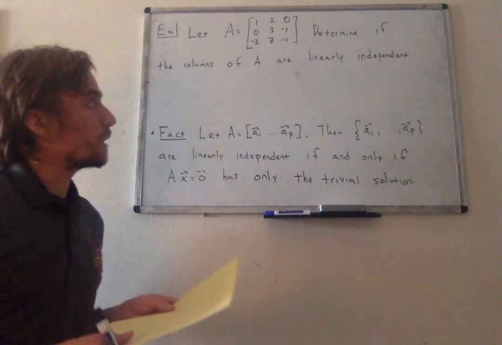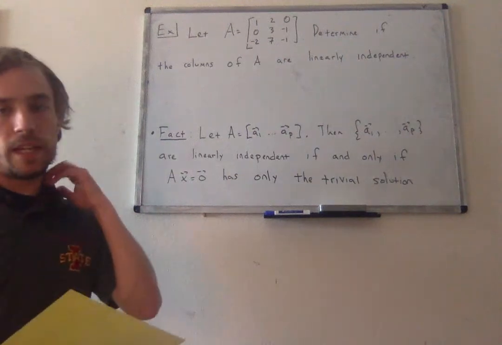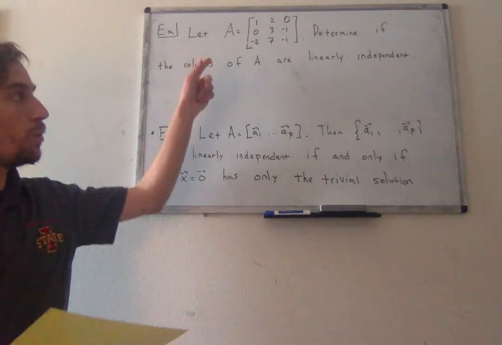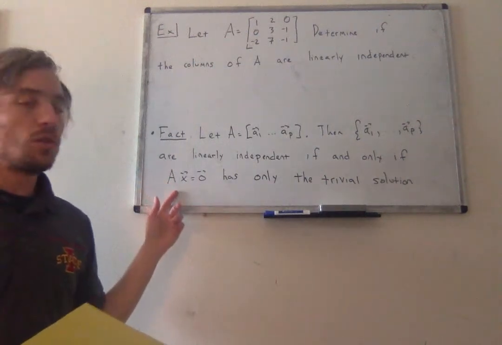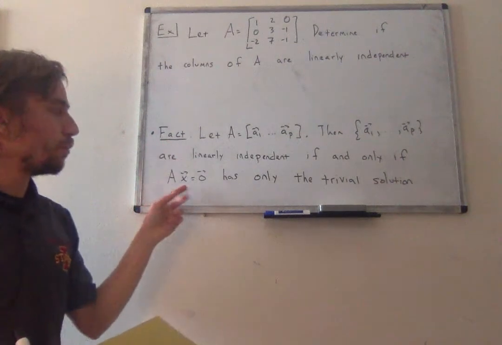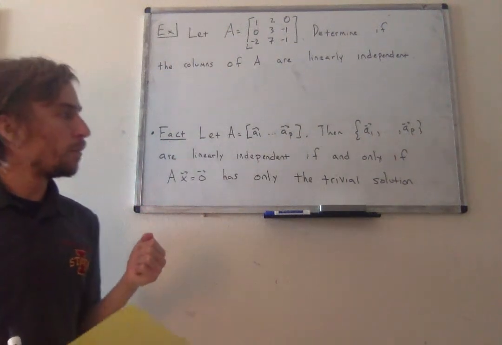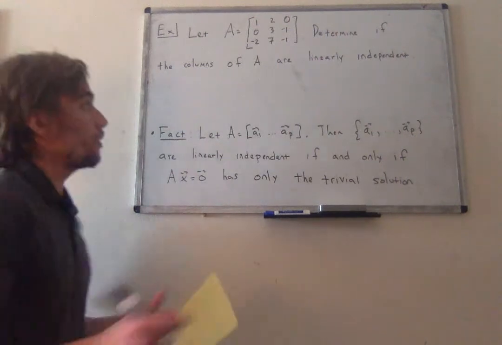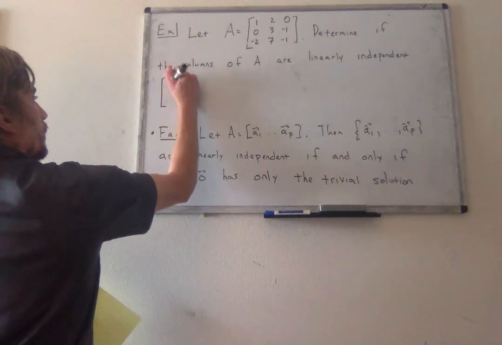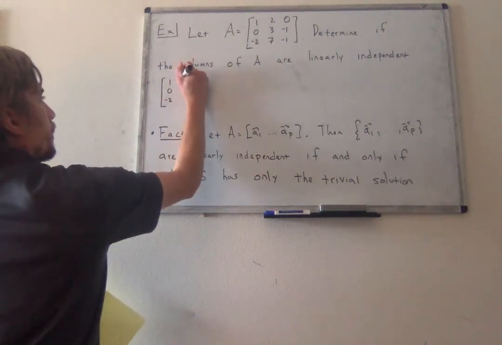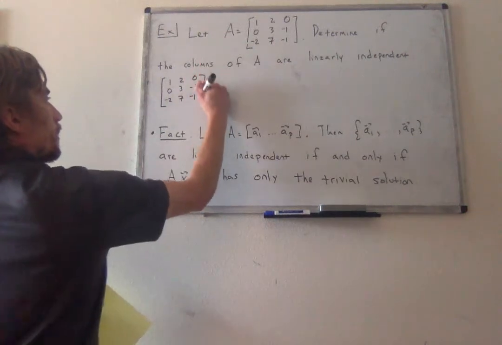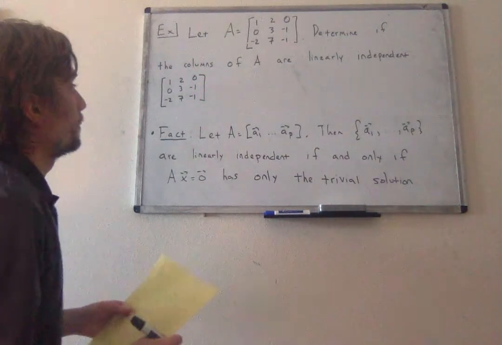So we're given this matrix A, and we want to determine if the columns of A are linearly independent. Well, we know from this fact that all we want to do is row reduce this matrix and look at the number of pivots compared to the number of columns. So there are 3 columns. If we row reduce, we should get 3 pivots, and that will answer our question. And so let's finish with some row reducing.